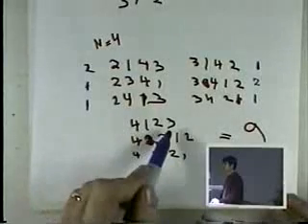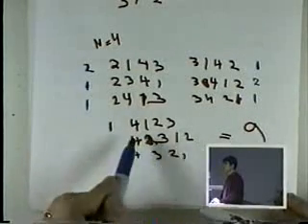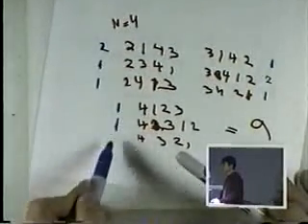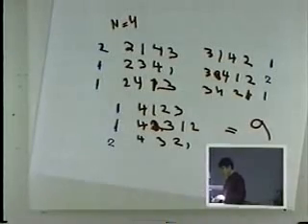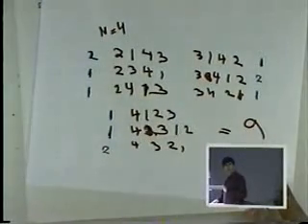This swap here, 1. This swap here, 1. This swap here, 2. Okay? So we agree that if we look at this thing, there are 3 of these that represent double fixed points, and 6 that represent single fixed points.